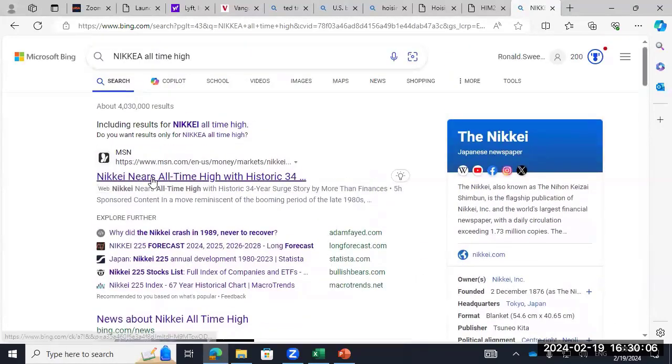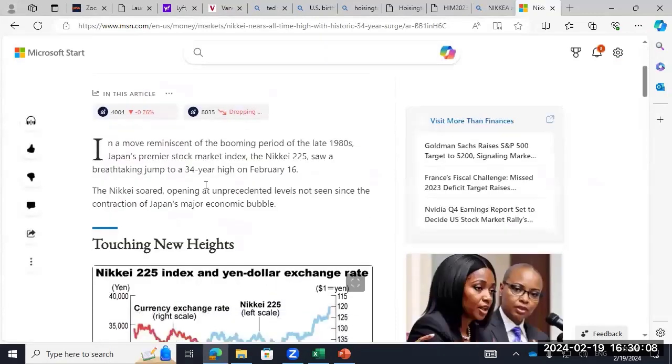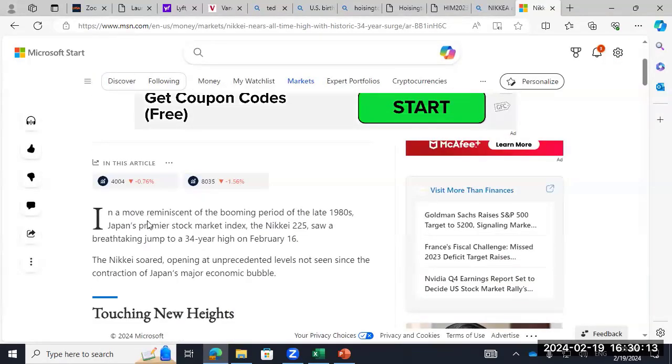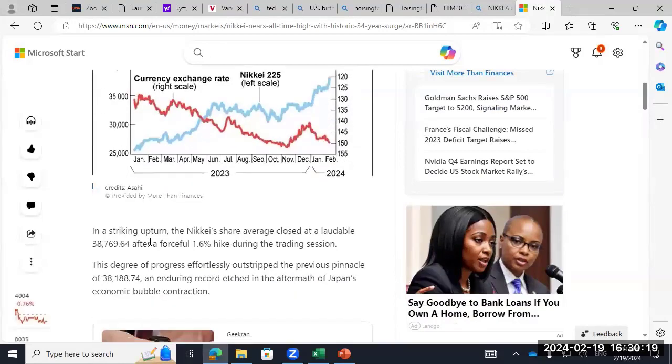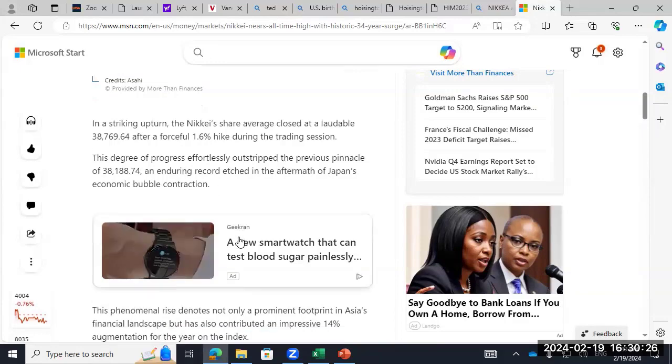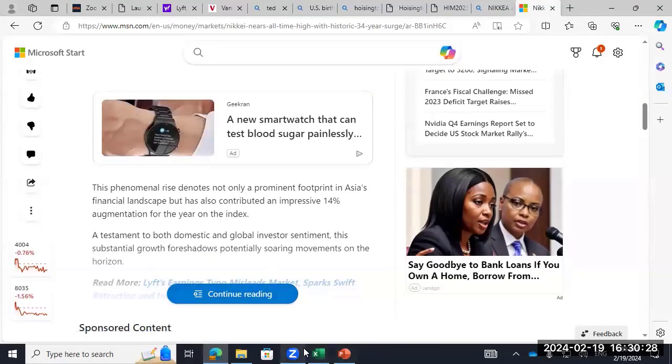Yeah, you've got articles about it. Near its all-time high. Maybe they'll tell us what the all-time high is. But the all-time high was in 1989, so 35 years ago, and it's getting close to that 39,000. I don't know if they ever hit 40,000. But somewhere in here, it probably would tell you.